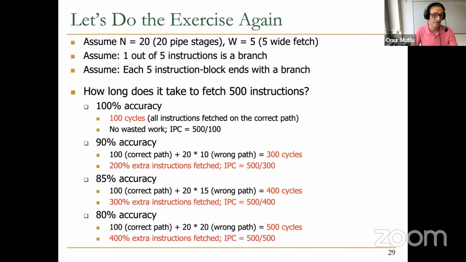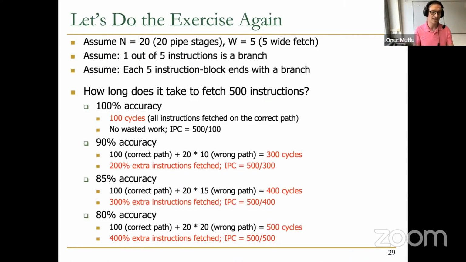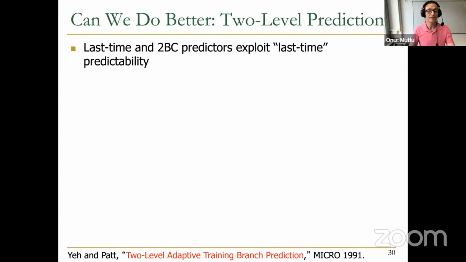80% is even worse. So basically, there's a need to improve the branch prediction, because even 90% is not enough. Even 95% is not enough if you actually keep increasing the depth of the pipeline and width of the pipeline. That's why people started developing even more aggressive techniques. And we're going to see the idea of 2-level prediction right now.